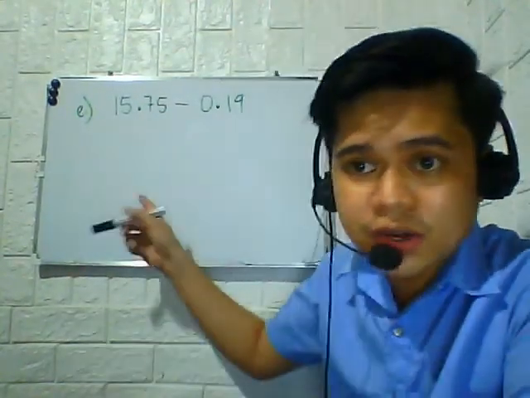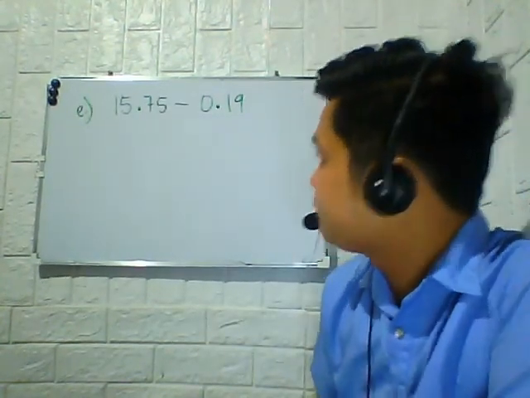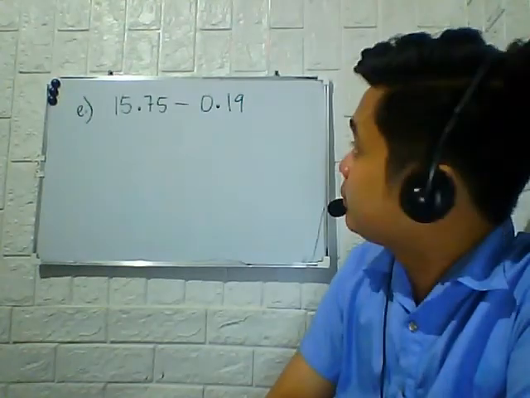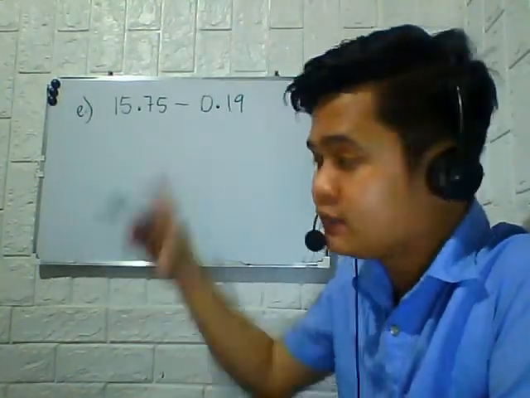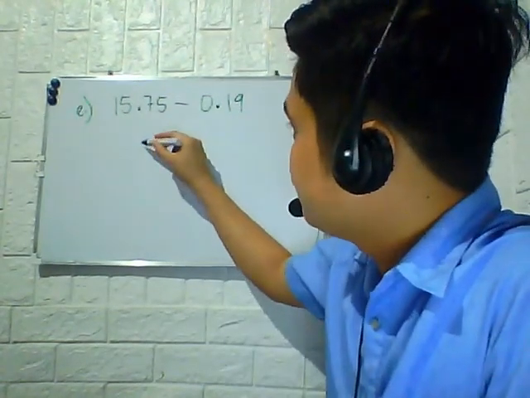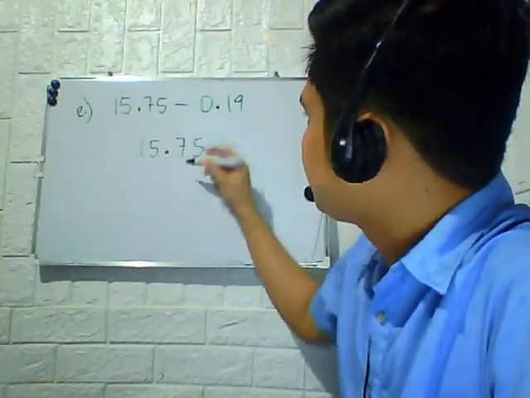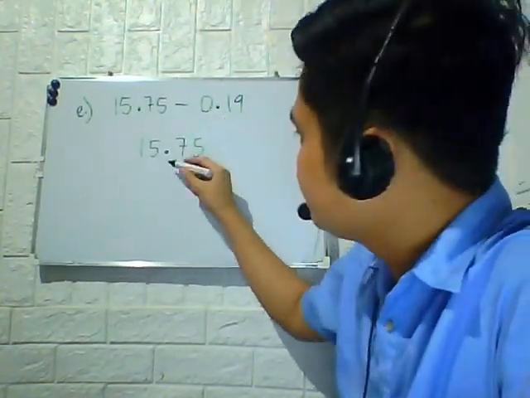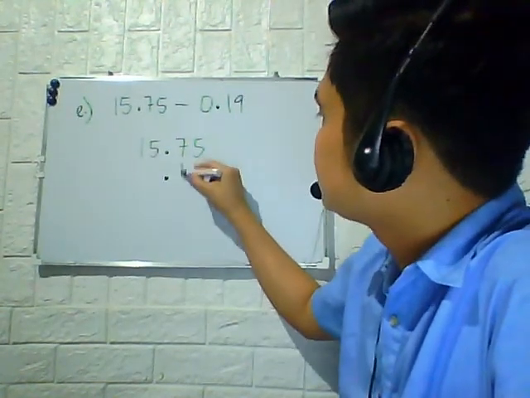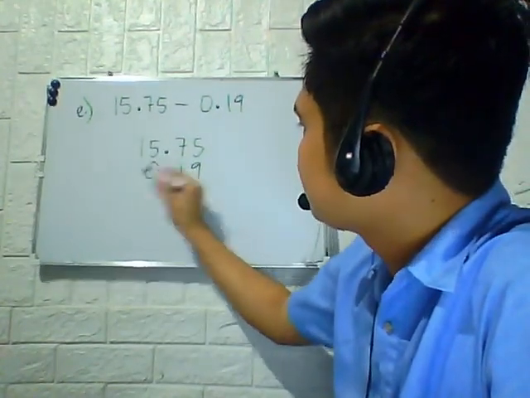Alright, there you go. We have here our example E, and we have here 15.75. Did I copy it right? Minus 0.19. First step, let us align the decimal points. We'll have here now 15.75 and align the 0.19. Better if we write first the decimal point and just align one by one the digits. 1, 9 here and 0 here on the left.